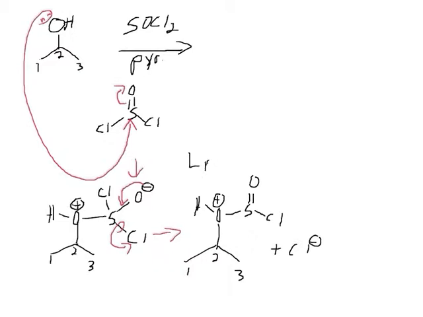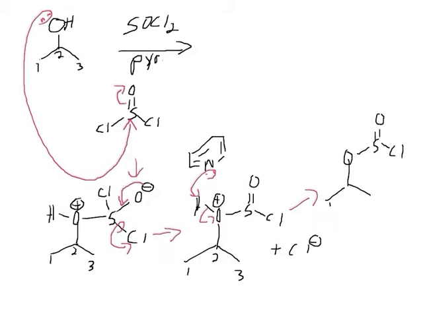The pyridine comes into play. Make sure we know how to draw pyridine correctly. Pyridine's a base. It takes this proton, goes there. 1, 2, 3. Cl minus is floating around. Pyridine took the proton. Now the Cl minus can do a backside attack, right? So this is that SN2 reaction, right?